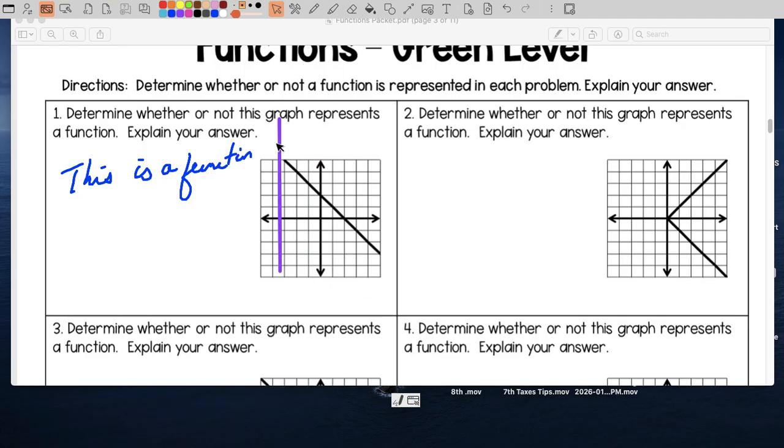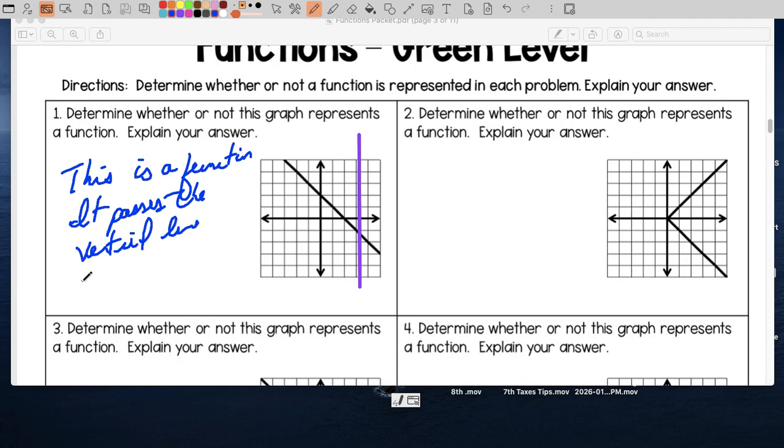This is called a vertical line test. You take a vertical line and move it across, and if you notice, the purple and that black line only meet in one location. So this is a function. It passes the vertical line test, which is just an easier way of doing it.